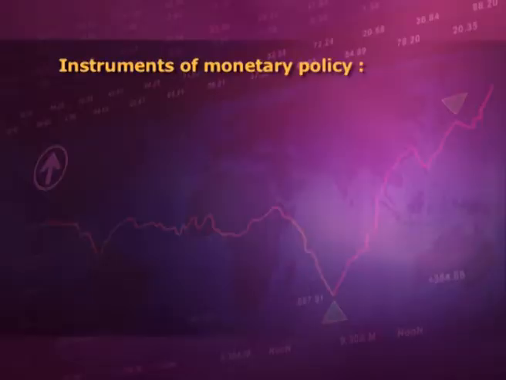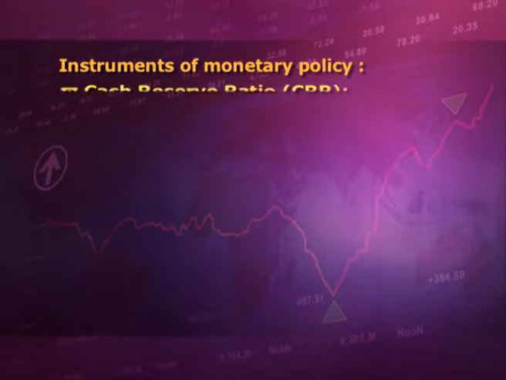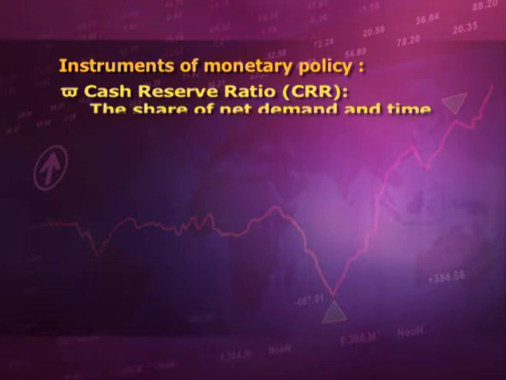There are several instruments of monetary policy, which are also known as weapons of RBI. Let's discuss them one by one. First is CRR, that is, cash reserve ratio.